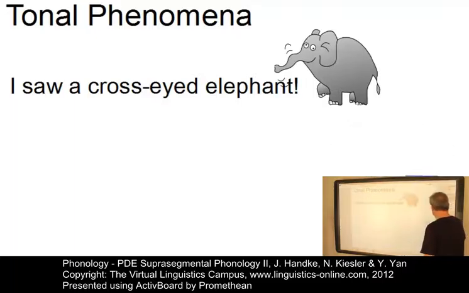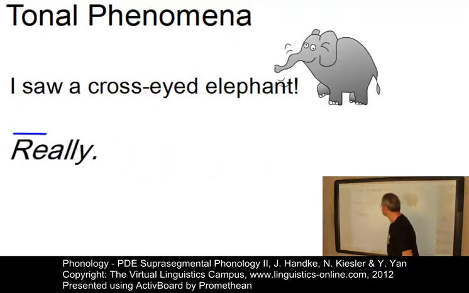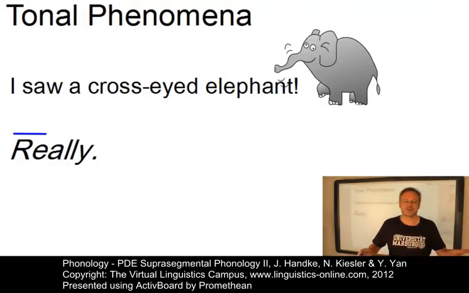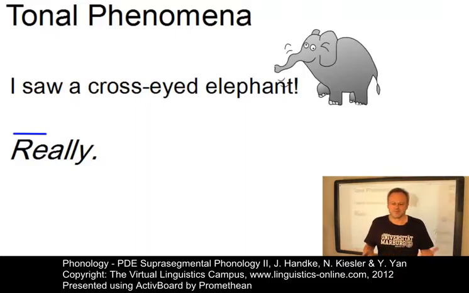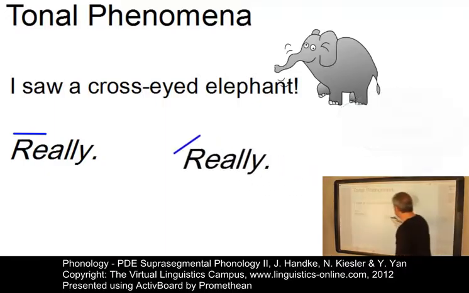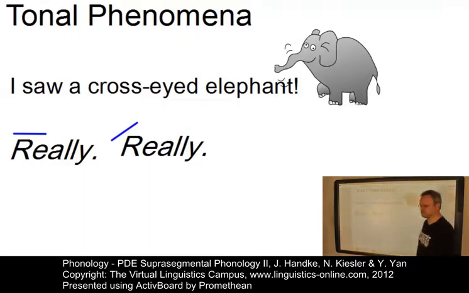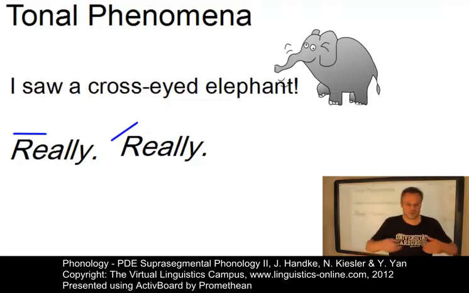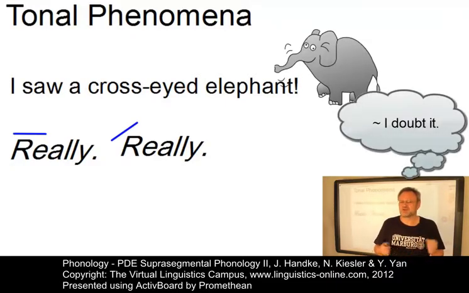For example, if the nucleus is associated with a level tone, I saw a cross-eyed elephant, and someone says, really? Well, then obviously the interpretation will be something like lack of interest. If by contrast the nucleus is associated with a rising tone and the answer is really, then of course you might want to show that you're in doubt about what someone said to you.